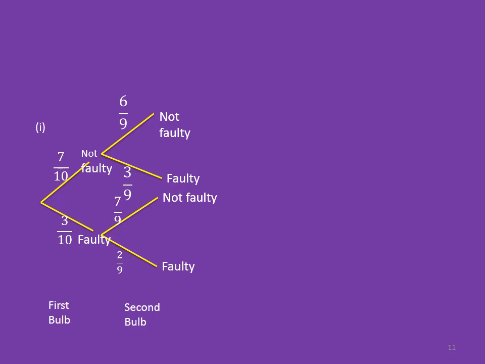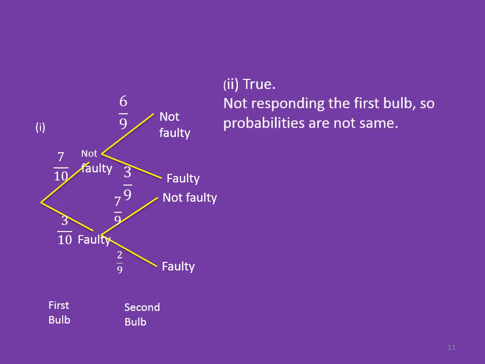Second question, Nimal states that the events of the first bulb being faulty and the second one being faulty are dependent events. Give reasons, explain whether this statement is true or false. That's true. Why is that? Because we are not replacing the first bulb, so the probabilities are not the same. Third question, find the probability of each of the following events using the tree diagram.